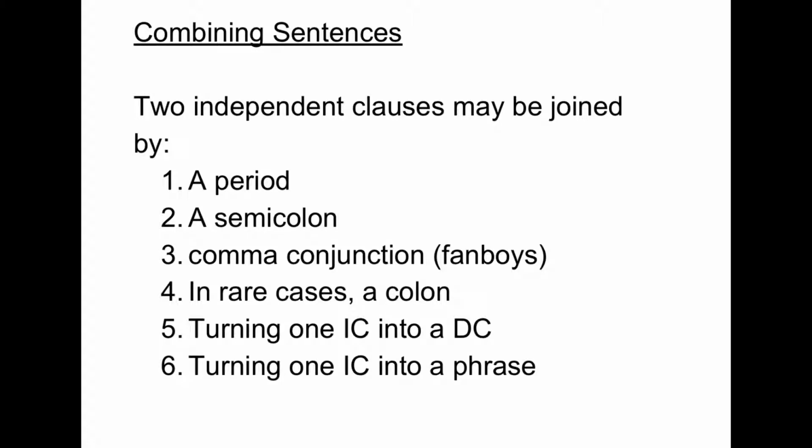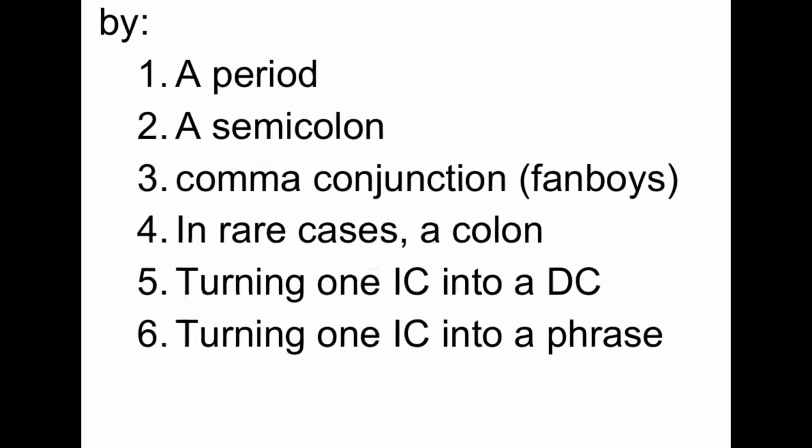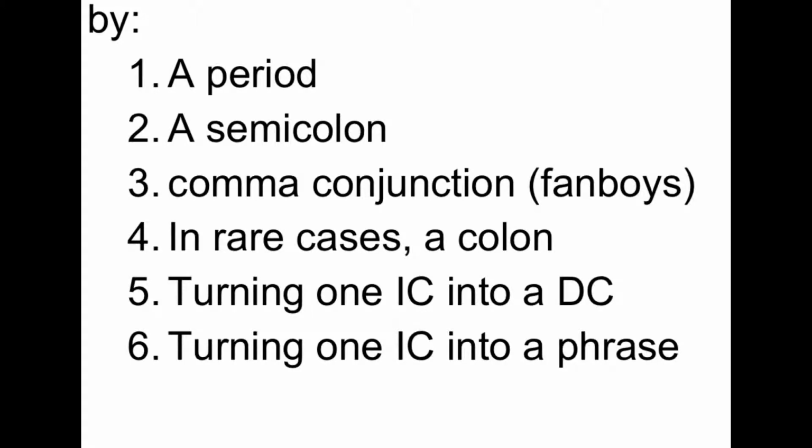So then the combining sentences piece, well, two independent clauses can be joined in a couple different ways. We can just put a period between the two. We can use a semicolon. We can have a comma conjunction, one of the FANBOYS: for, and, nor, but, or, yet, so. In rare cases, we can use a colon if the second clause is more specific than the first, or if it explains what came before.